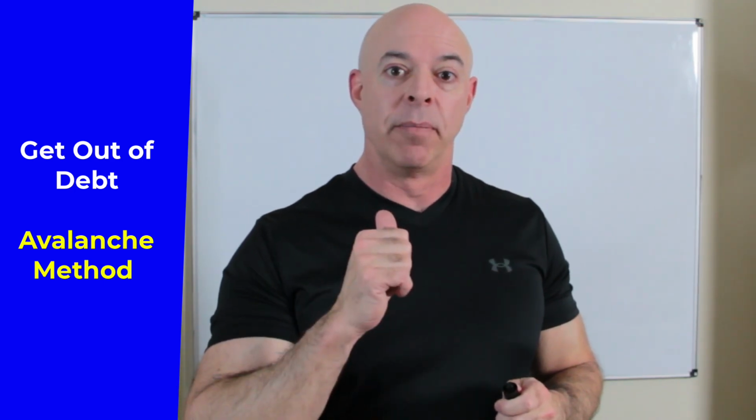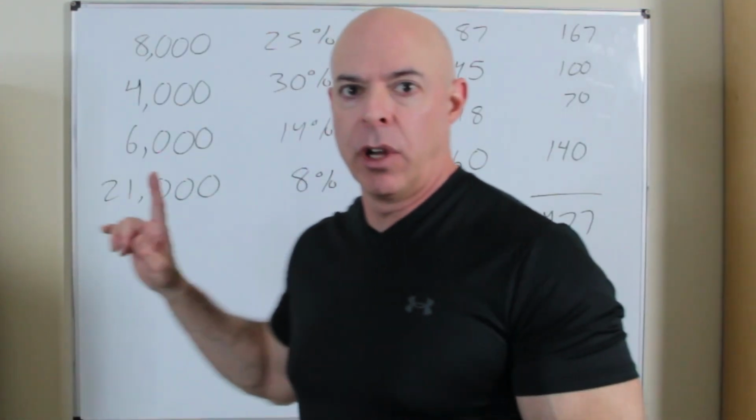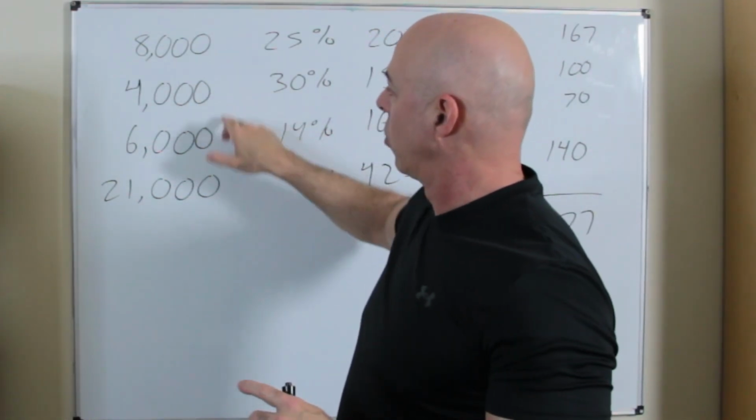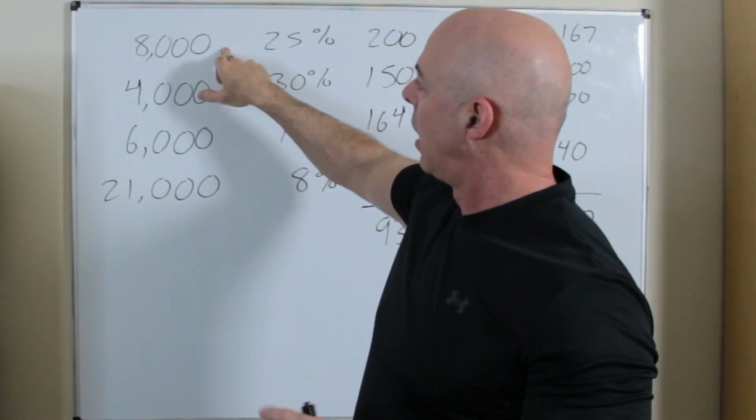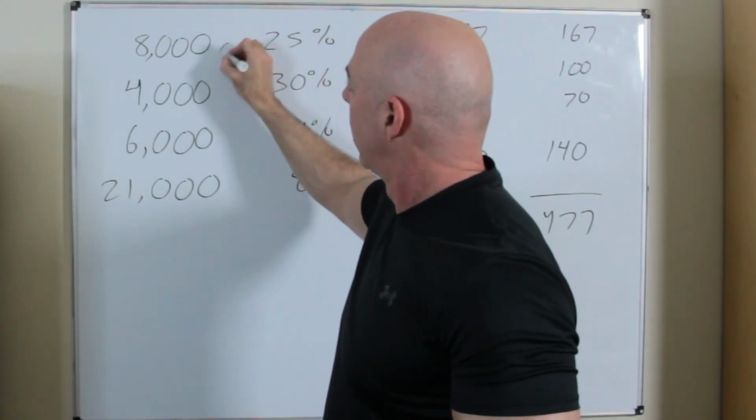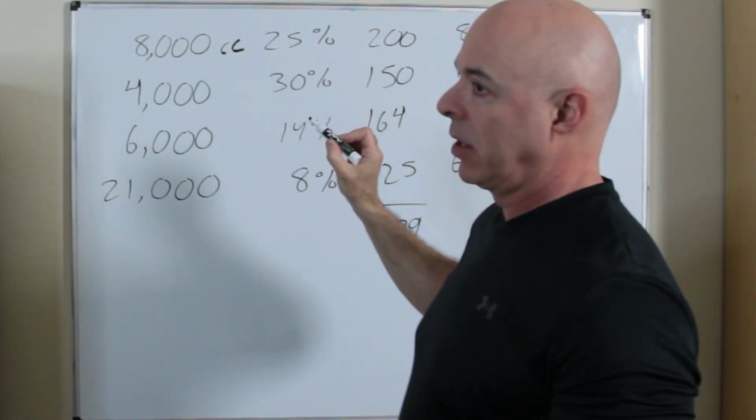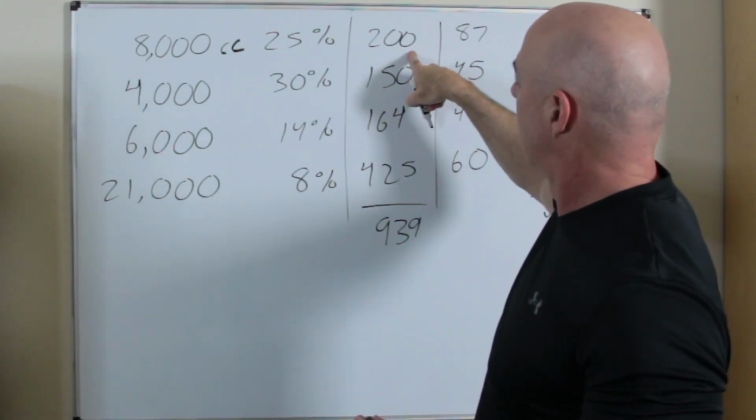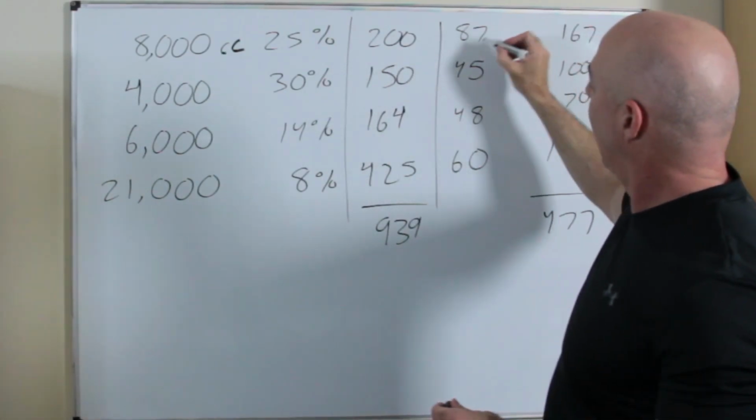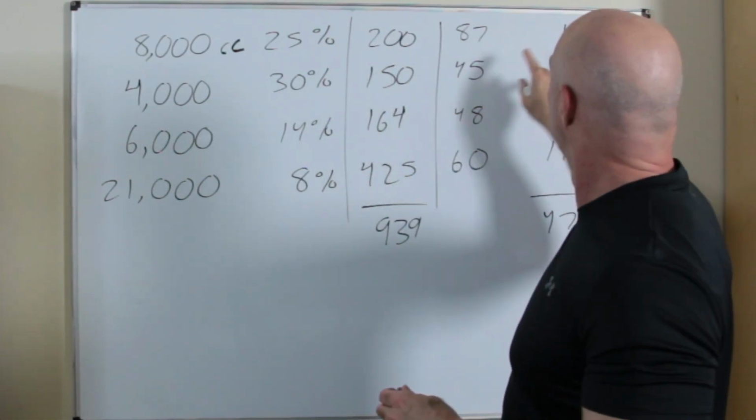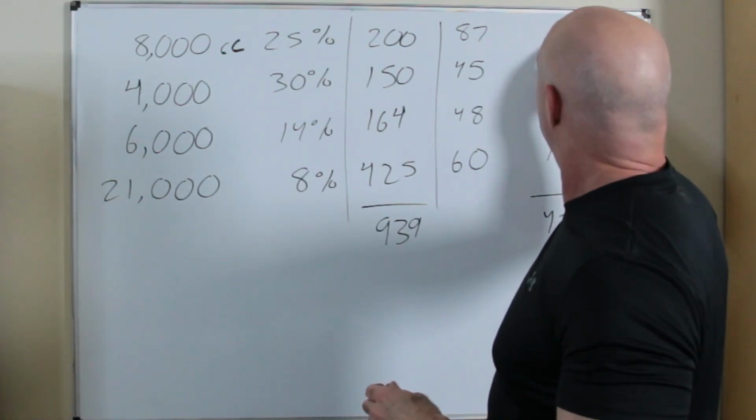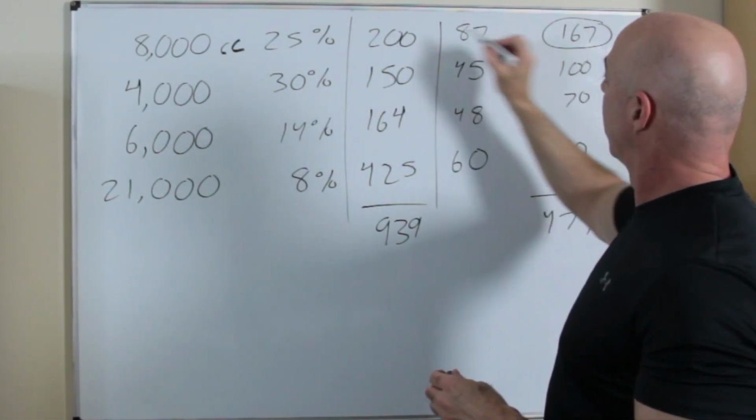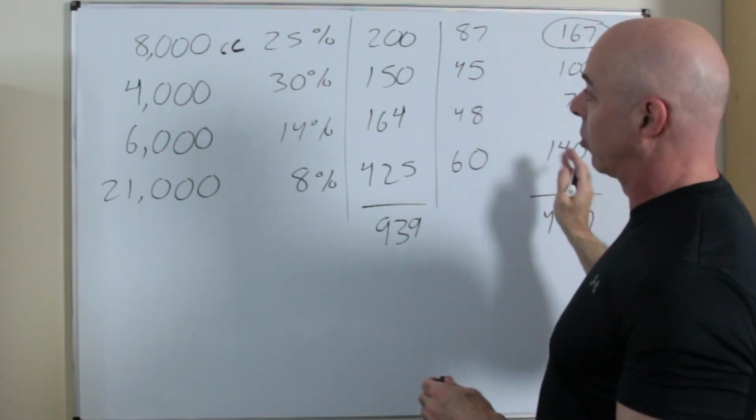So let's get started. First, I put down a scenario, and yours obviously can be different. In this case, we've got 4 debts here. $8,000, and this is a credit card debt, at 25%. Our minimum payment is $200, and it's going to take us 87 months to pay it off. When you pay your $200, you're going to pay 167 of that $200 as interest. This is our interest column.